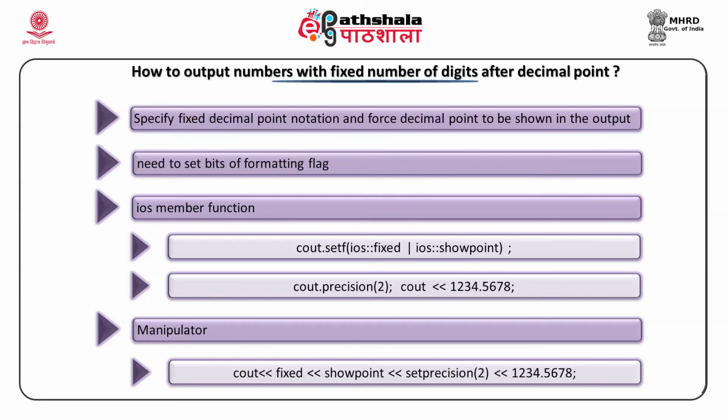We can use the manipulator. Here I have used short name fixed and show point, and we have used the function set manipulator set precision, specifying argument 2 for 2 digits after decimal point.